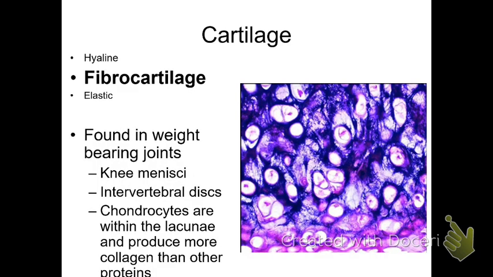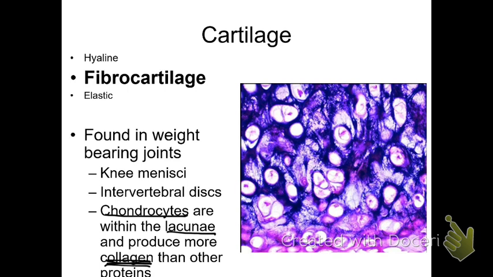The second type of cartilage is fibrocartilage. And this cartilage is not as ubiquitous. It's not found everywhere in your body like hyaline is. This cartilage still has chondrocytes, right? Those chondrocytes are still found in those spaces called lacunae. But the difference is that these chondrocytes produce a different mix of proteins. And the proteins that they make, primarily collagen. This collagen provides a tremendous strength to this tissue.